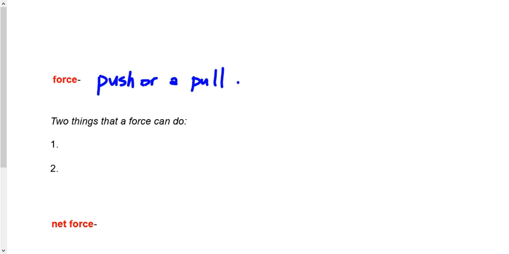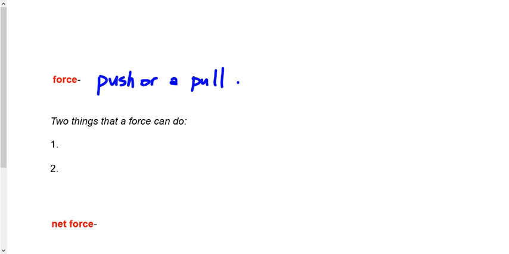There's 4 fundamental forces that we talk about in physics. We won't get into, for the most part, those fundamental forces. But in the end, all of the other forces that we have, and there's millions of different kinds of forces, all boil down to 4 fundamental forces, 4 types of pushes or pulls. We define a force as a push or a pull, but we say that there's a couple of different things that a force can accomplish.